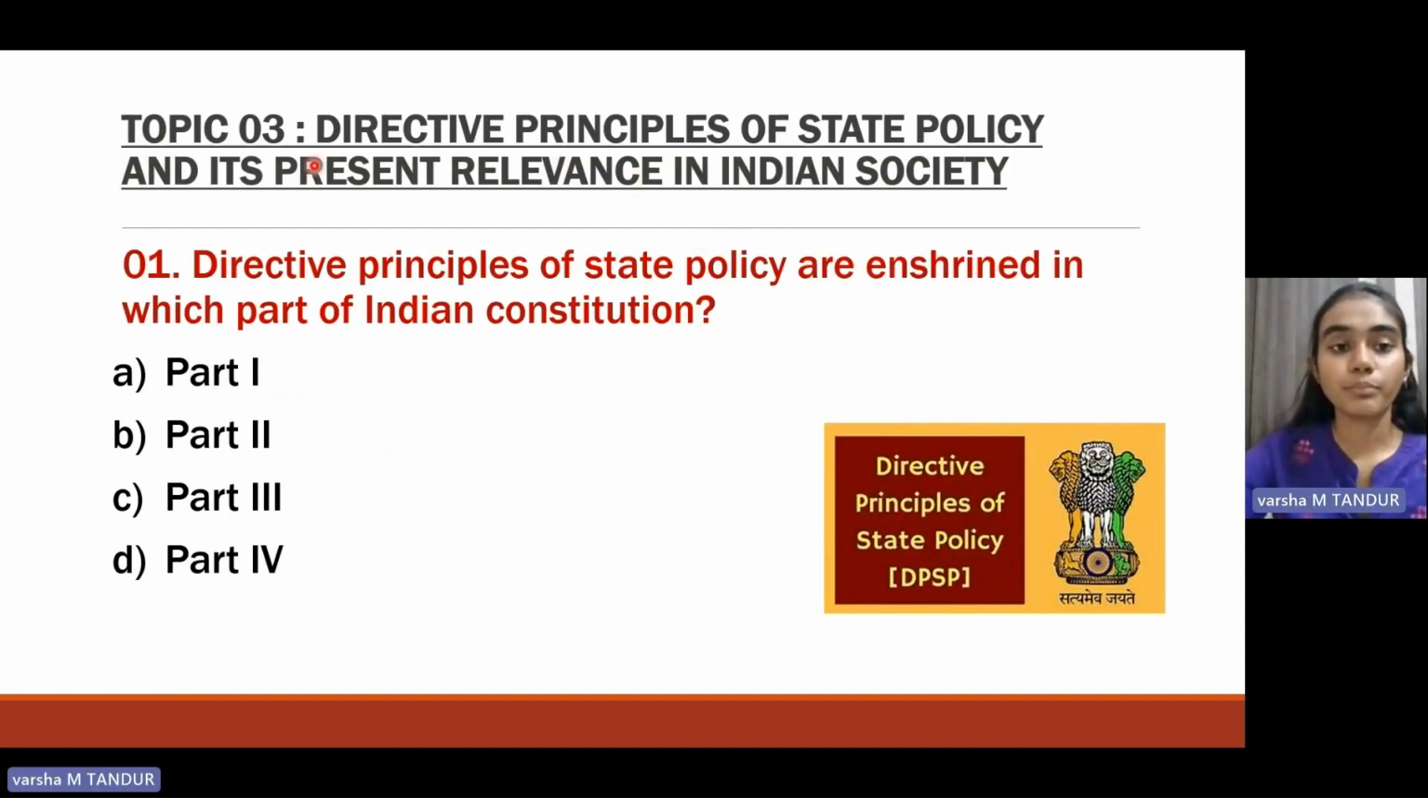So the next subtopic is the directive principles of state policy and its present relevance in Indian society. Directive principles of state policy are enshrined in which part of the Indian Constitution? Part 1, Part 2, Part 3, or Part 4? It is always in Part 4 of the Constitution.